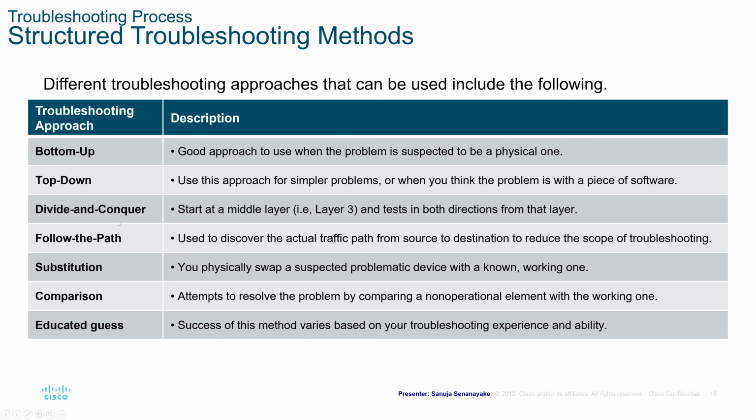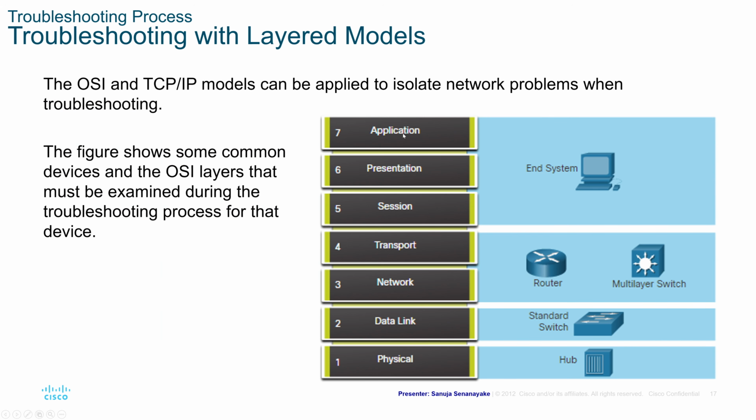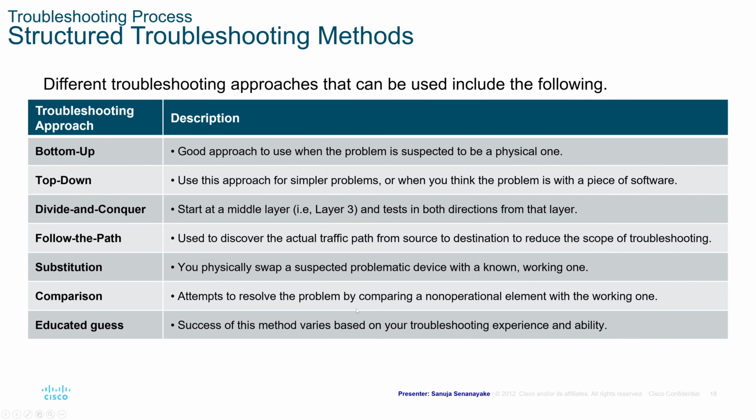Divide and conquer. Start at a middle layer, such as layer 3, and test in both directions from that layer. So you don't start at the bottom of the stack or the top of the stack. You don't start here, you don't start here. You start somewhere else, something like the transport, session, or network layer, and then go to either side. So if, let's say, it is the network layer, you could check the transport layer and data link layer from the network layer's point of view.